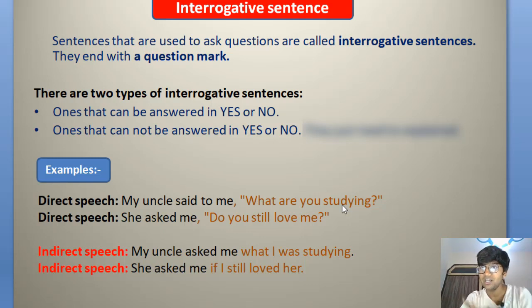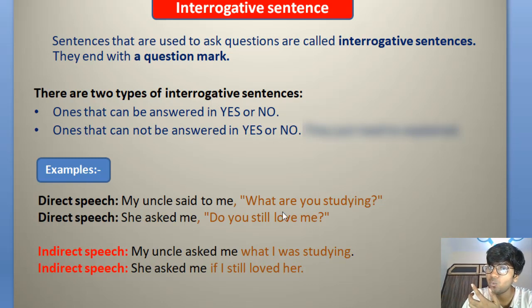Okay. When you have a question that cannot be answered in yes or no, how do you change it into an assertive sentence? You keep the WH family word, which is what. My uncle asked me what. You place the subject first, then the verb, all right? And you replace the question mark with a period, okay? And obviously, we are not using the comma and the quotation marks. These things are gone. My uncle asked me what I was studying.